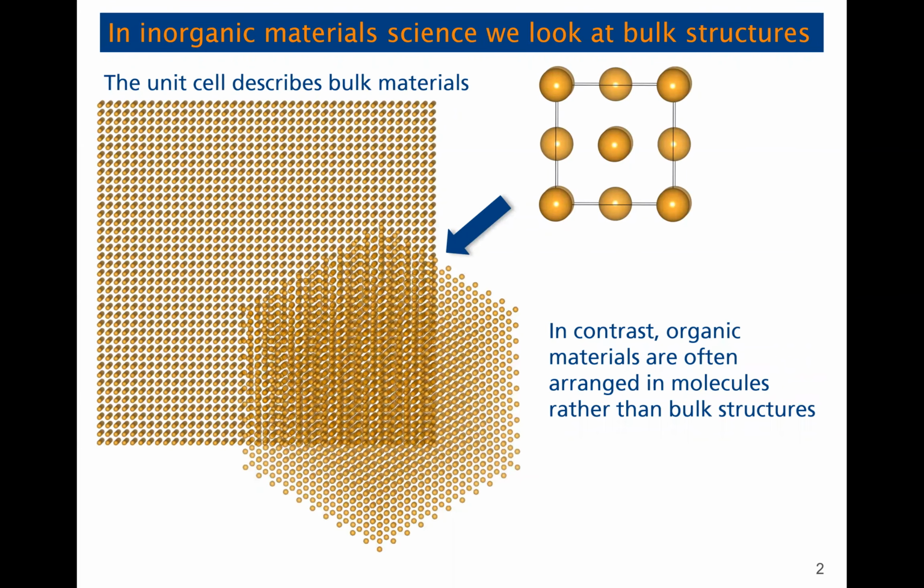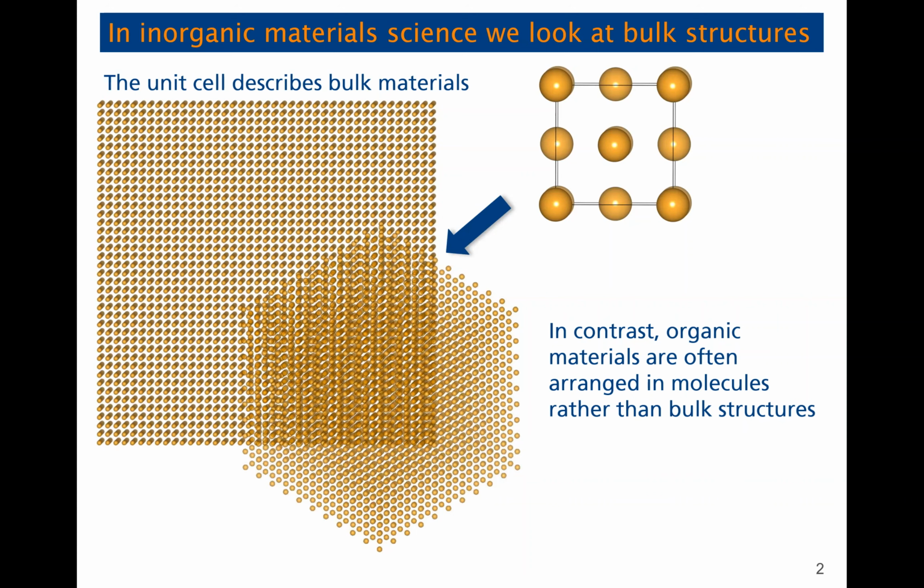So in inorganic material science, we look at mostly bulk structures. This is in contrast to people who work on polymers or other chemists who are looking more at molecules rather than bulk structures. We look at crystal structures, and the properties of a material are very related to the symmetry and atom positions in this bulk lattice.